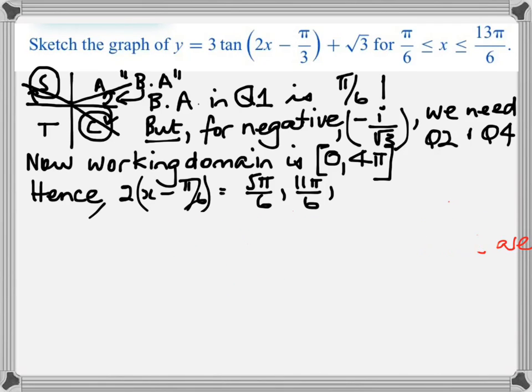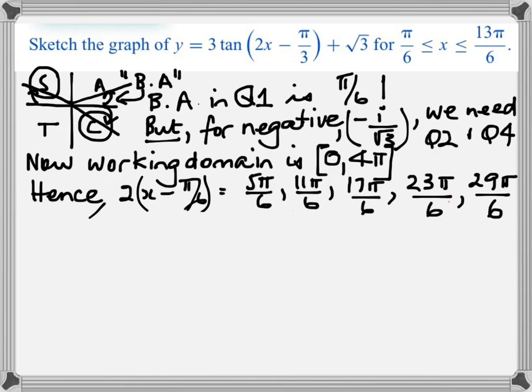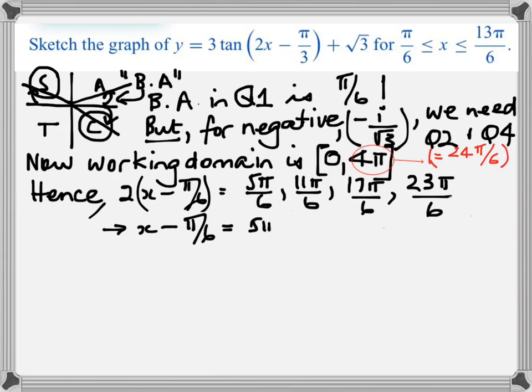So let's go. That's very easy, isn't it? Now, I think I've gone too far. The good part about the working domain is it's very easy to spot that, because 4 pi is 24 pi on 6, so which one's out of range? There it is. That one's out of range, so I don't want that one, and I'll rub it off. Now I'm going to solve for x. It's easy now.